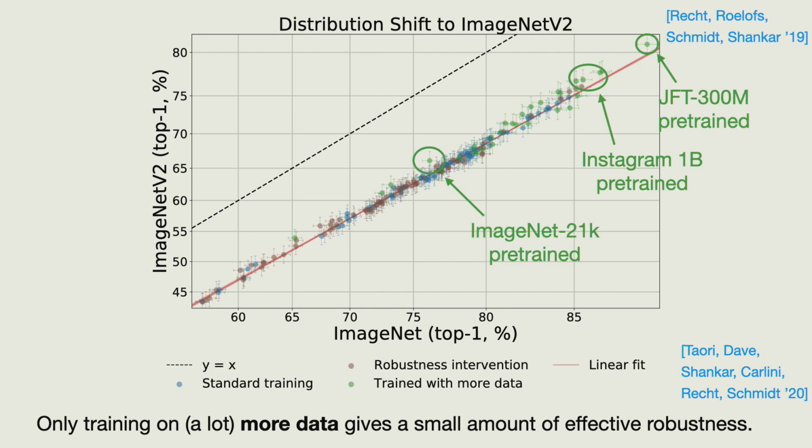So I'll highlight them. These are models trained on more data. Specifically, on the top right, this is a model trained by Google on 300 million images. Then the other cluster of points are models trained by Facebook on 1 billion images. And then there's one that was trained on the full ImageNet 21K classes, so about 20 million images. So that helps you a little bit, but at least it's the only thing that helps consistently.